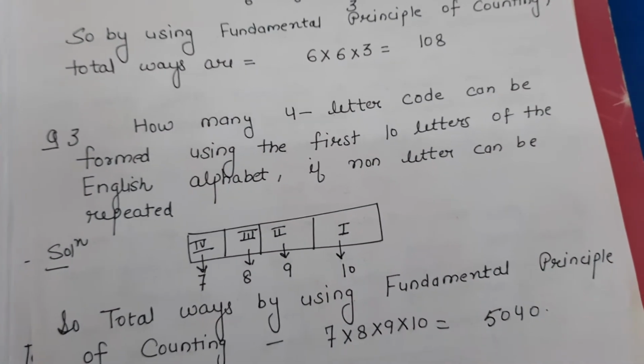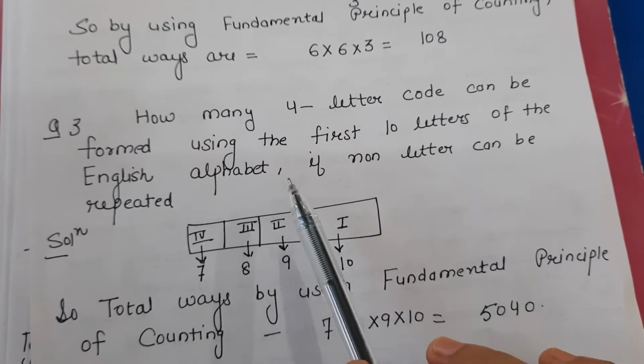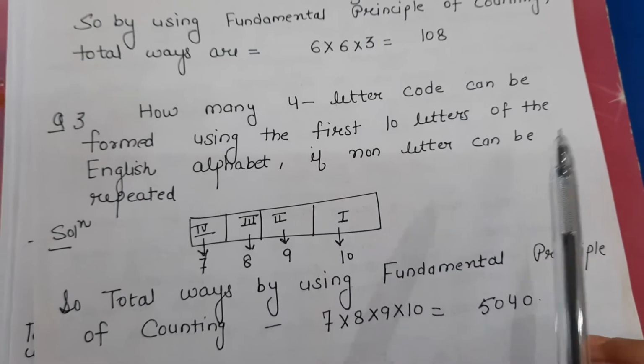Next, question number 3. How many 4-letter codes can be formed using the first 10 letters of the English alphabet if no letters can be repeated?